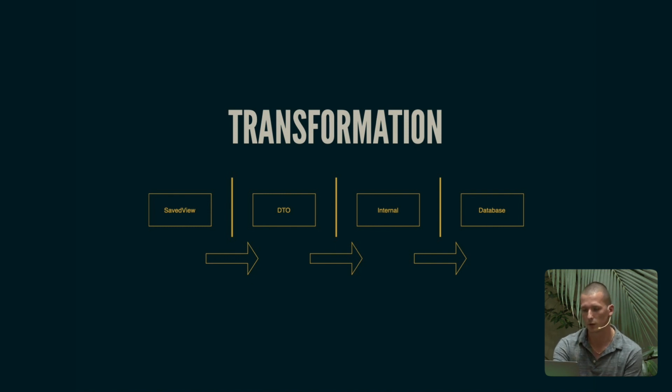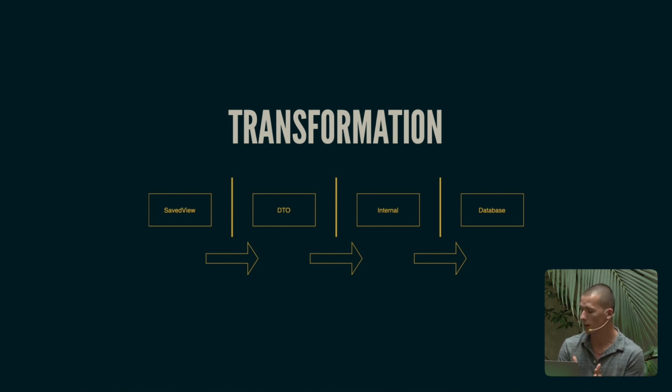This first one, the saved view, is the existing one. This is the JSON representation. Then there is a transformation which produces a DTO structure. I will show that on the next slide, which actually describes this query that we have to pass around. Then there is an internal stage, which is more technology agnostic, or more aware of our domain. And then the next stage is just the database.